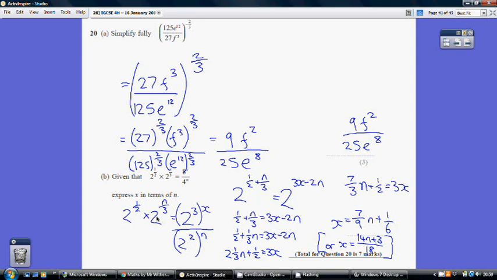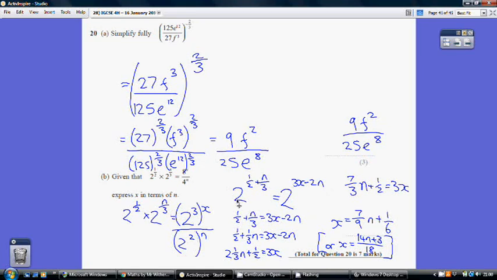So this is going to be 2 to the power of a half plus n over 3, or a third n. On the left-hand side, when we divide, we take away the powers, so we've got 3x take away 2n. So we're left with 2 to the power of a half plus n over 3, a third n, equaling 2 to the power of 3x minus 2n.